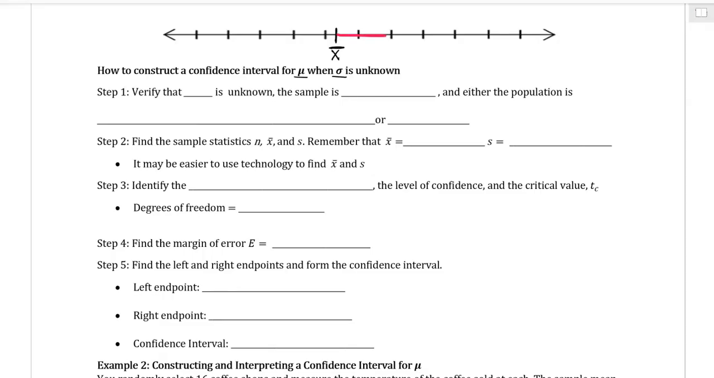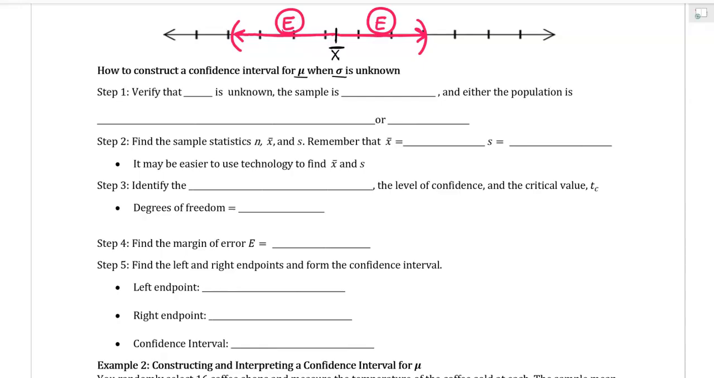And we will still have to then go find an error E that we will move out to the right by adding it, and an error E that we will move out to the left by subtracting it, and that will give us our confidence interval. The formula for E is going to be different in this lesson, however.